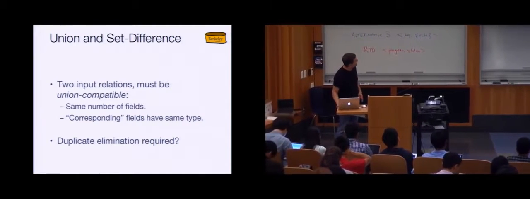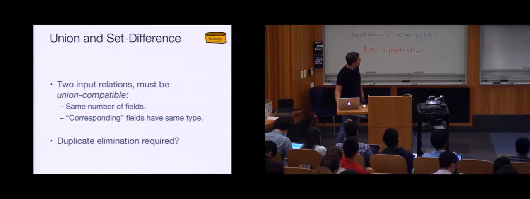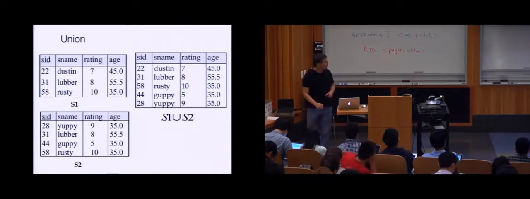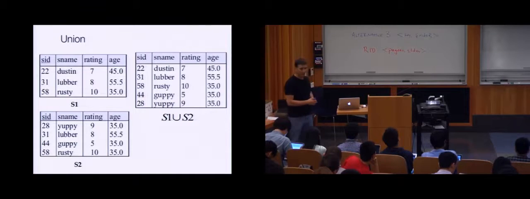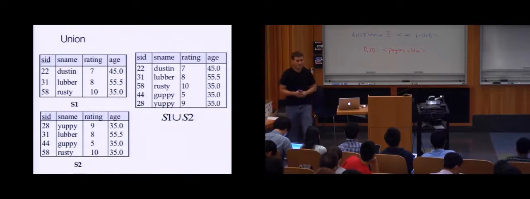The union of S1 and S2 here is that. Note that S1 has 3 rows, S2 has 4 rows, and S1 union S2 has 5 rows because of duplicate elimination. So we do have to do duplicate elimination after union.